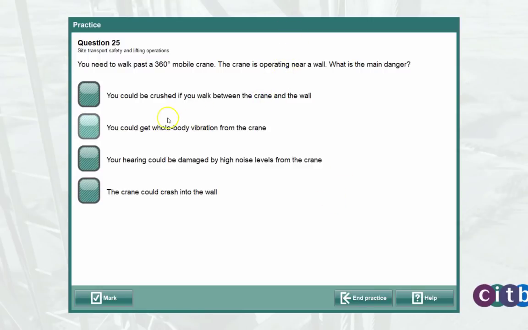You need to walk past a 360-degree mobile crane. The crane is operating near a wall. What is the main danger? You could be crushed if you walk between the crane and the wall. You could get whole-body vibration from the crane. Your hearing could be damaged by high noise levels from the crane. The crane could crash into the wall.